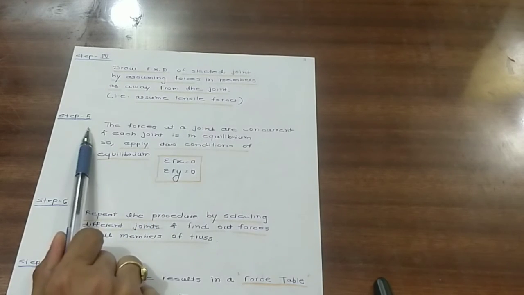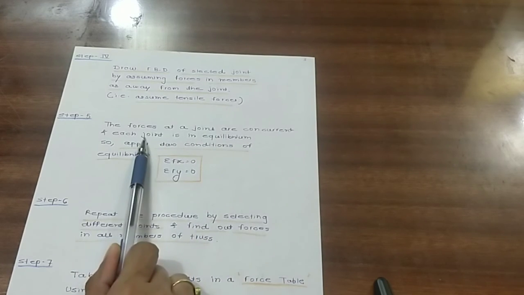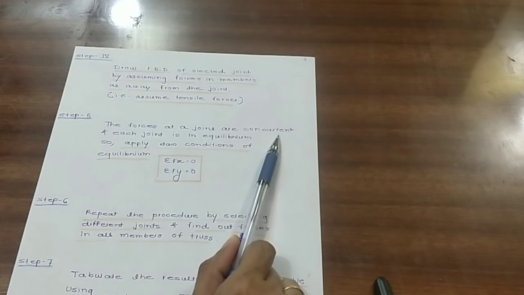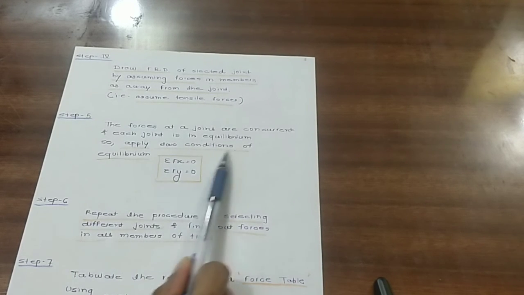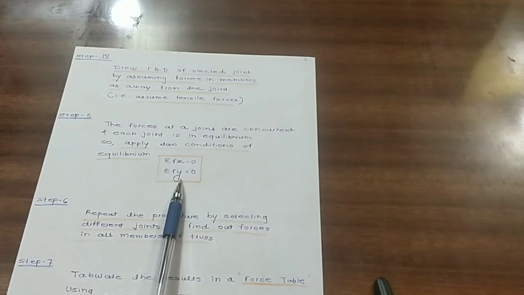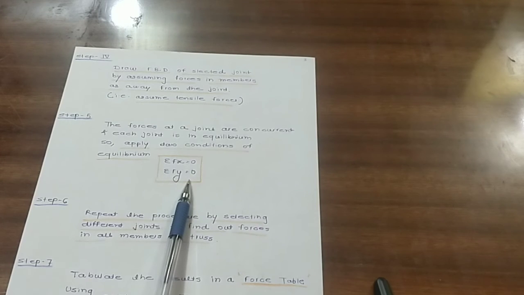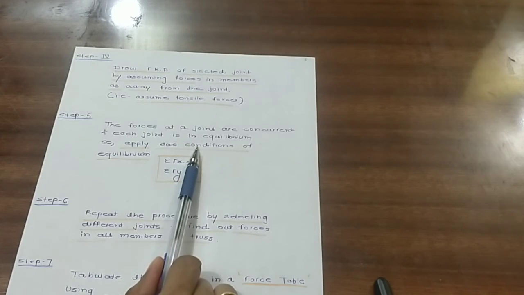Then step number 5, the forces at a joint are concurrent and each joint is in equilibrium. Concurrent means passing through the same common point. So apply two conditions of equilibrium, that is summation of Fx is equal to 0 and summation of Fy is equal to 0. Means here we have to use these two equilibrium conditions to find the magnitude of forces in all the members of trusses.